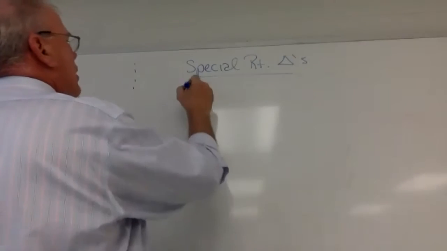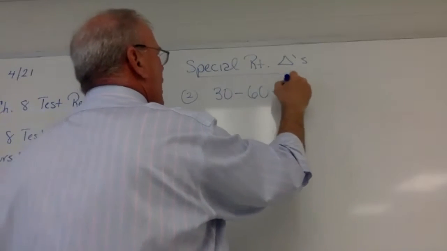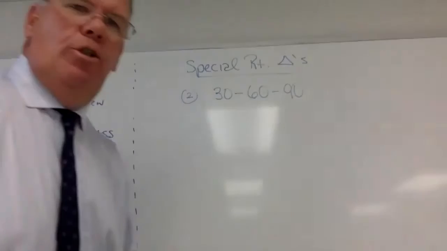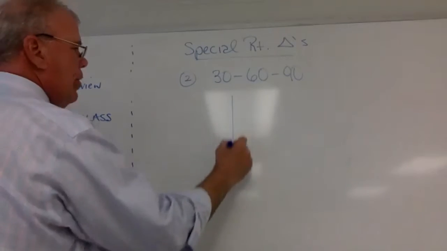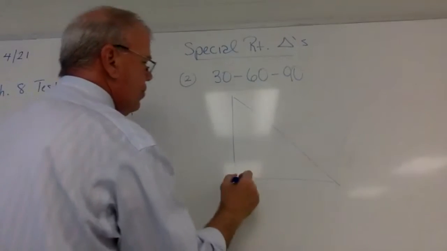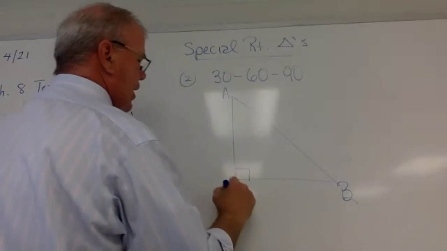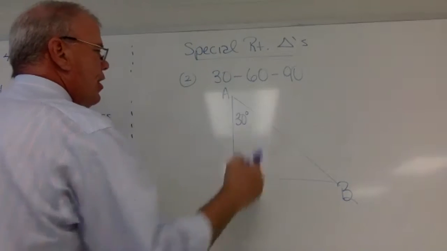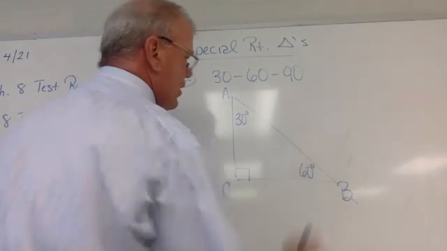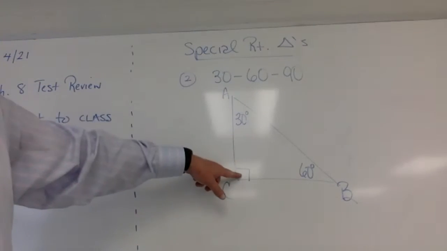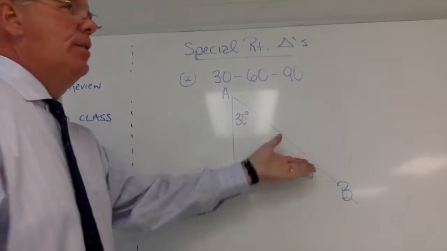Now, second one, 30, 60, 90. Now this one isn't so easy, but there's rules that make our life really easy. Ready? So it looks something like this. So this is going to be A, B, C. This is going to be 30. So if I know this is 30, this has to be what? 60. 30 and 90 is 120, and 60, right? So if one of them is 30, the other one's 60. If one's 60, the other one's 30.